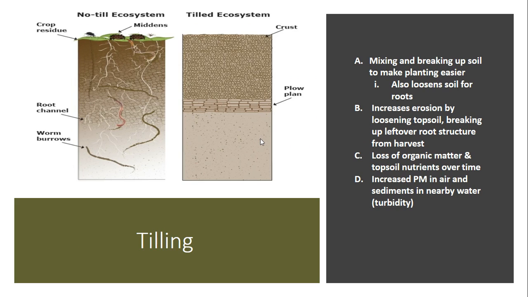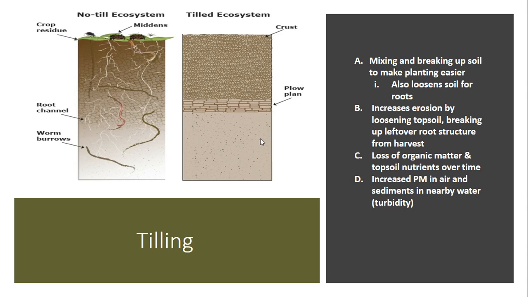Now, what about tilling? Tilling is when we mix and we break up soil to try and make it easier to plant things. However, an ecosystem that has been tilled very frequently tends to increase in erosion. And the reason being is because now that topsoil, right, that A horizon is now breaking up, and the leftover root structure from harvest can't necessarily dig into the soil as well, increasing its ability to blow the soil or maybe get runoff when it rains.